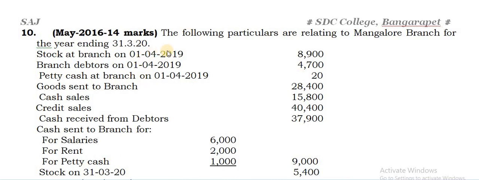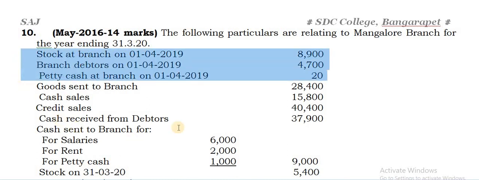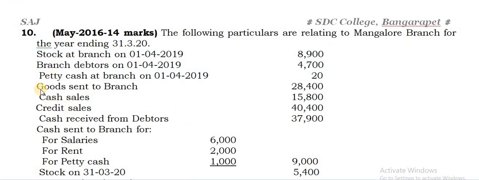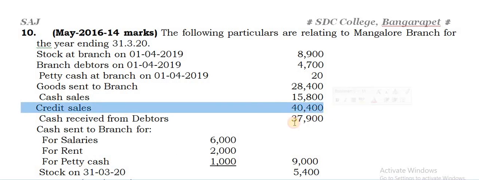Similar is this particular problem. Do by yourself. See all these opening values. You used to know debit side as opening assets. So goods sent to branch debit side, cash sales on credit side. Credit sales will be taken only in the debtors account.